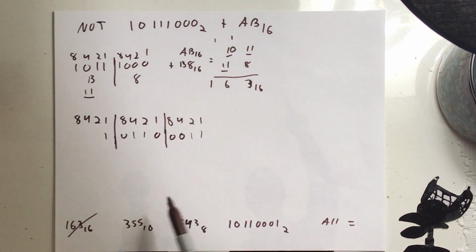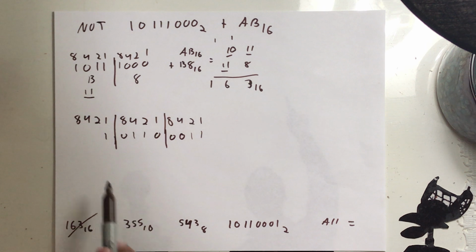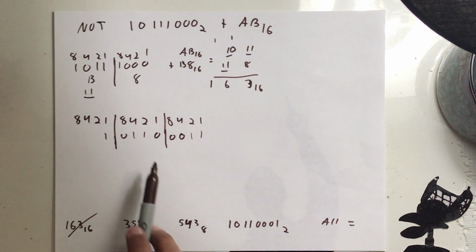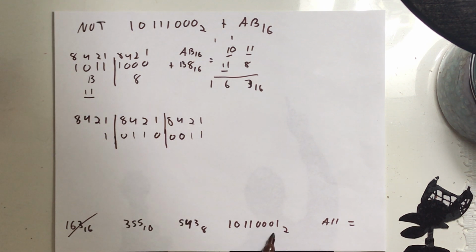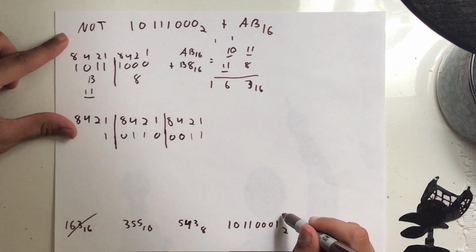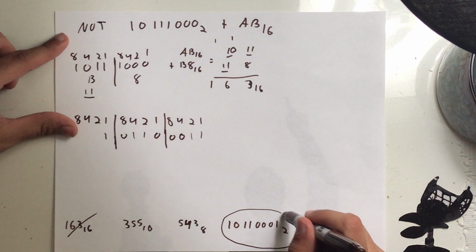So now we check this answer with this answer. 1, 0, 1, 1, 0, 0, 0, 0, 0, 0, 1, 1. This is missing a 1. So my answer is this.